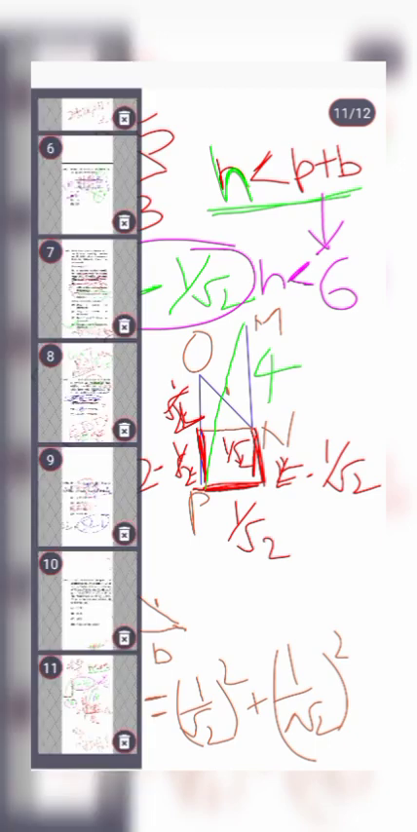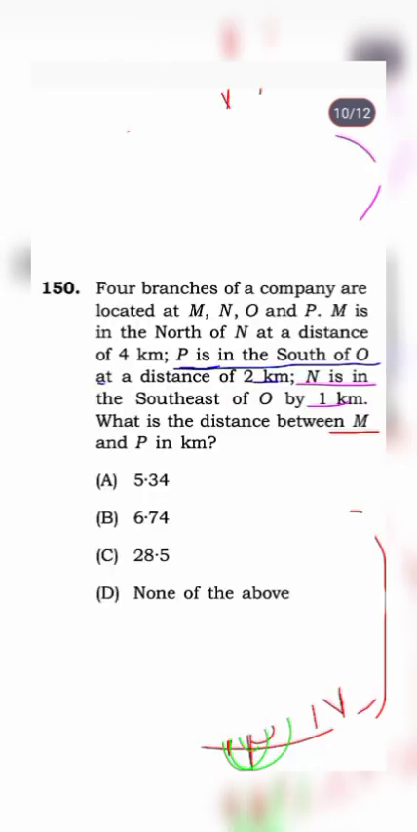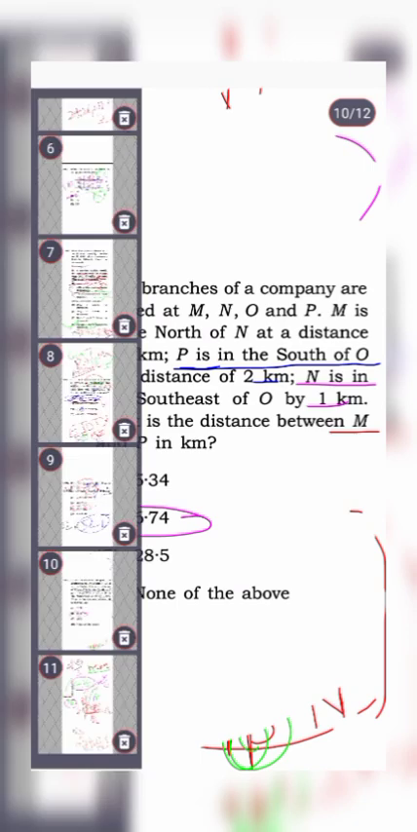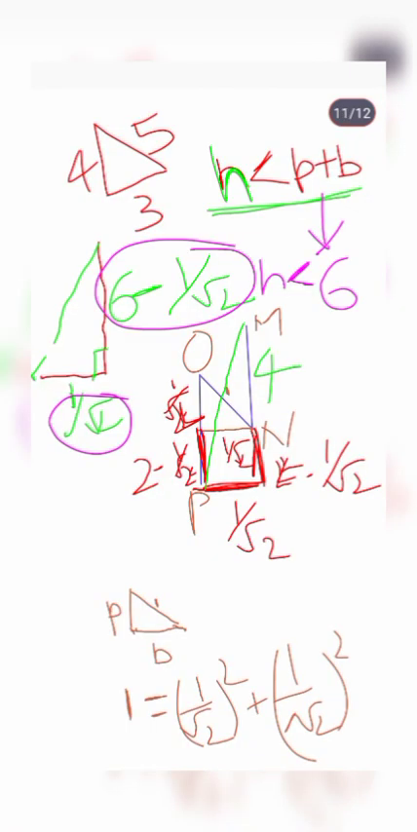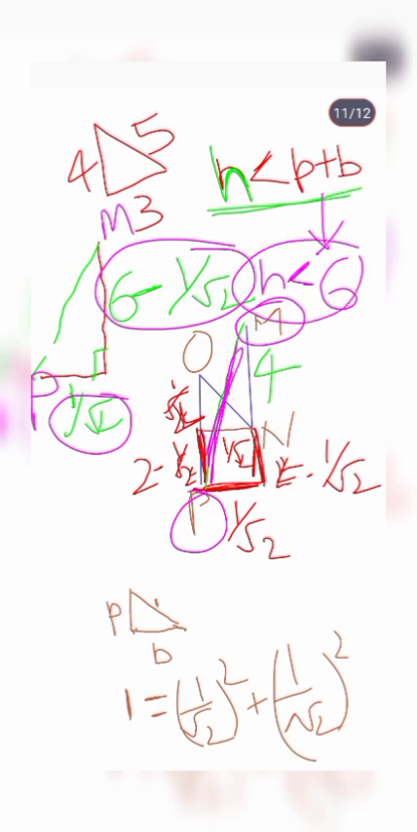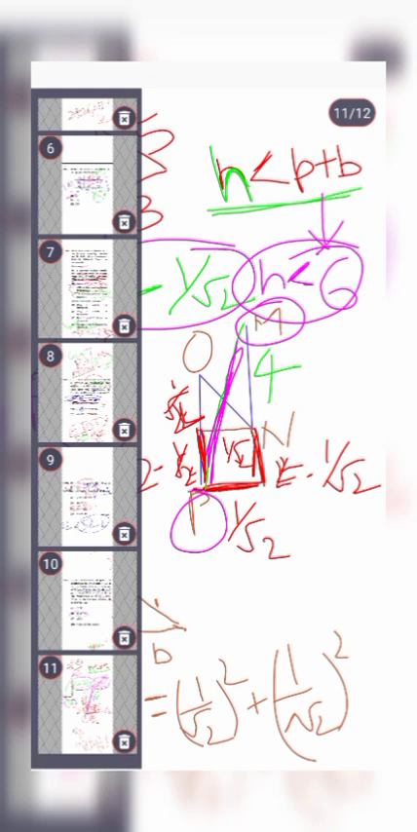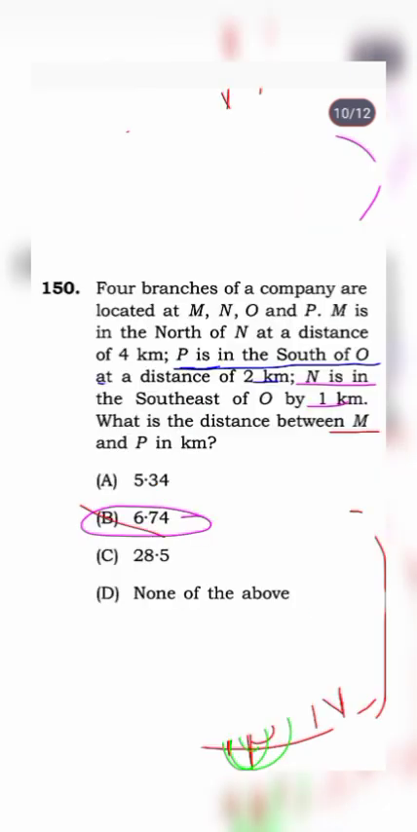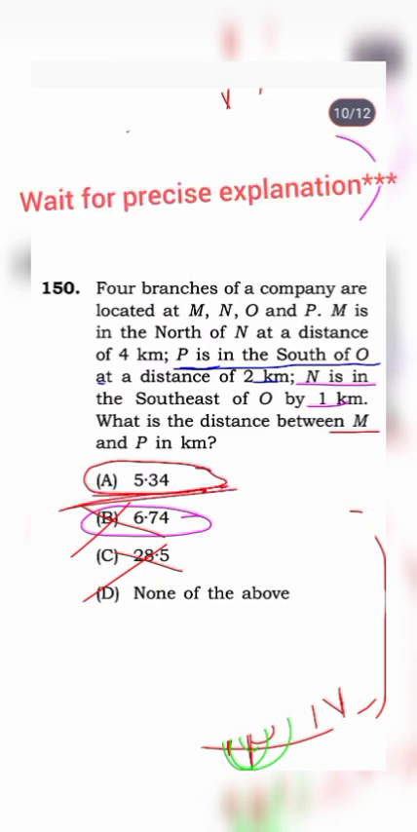Now we will go to the question. Here is the question. MP is basically the hypotenuse, so it will be less than 6. Now you will see the option greater than 6 shouldn't be the answer. Also 5.34 will be the most probable answer, because it is just less than 6.